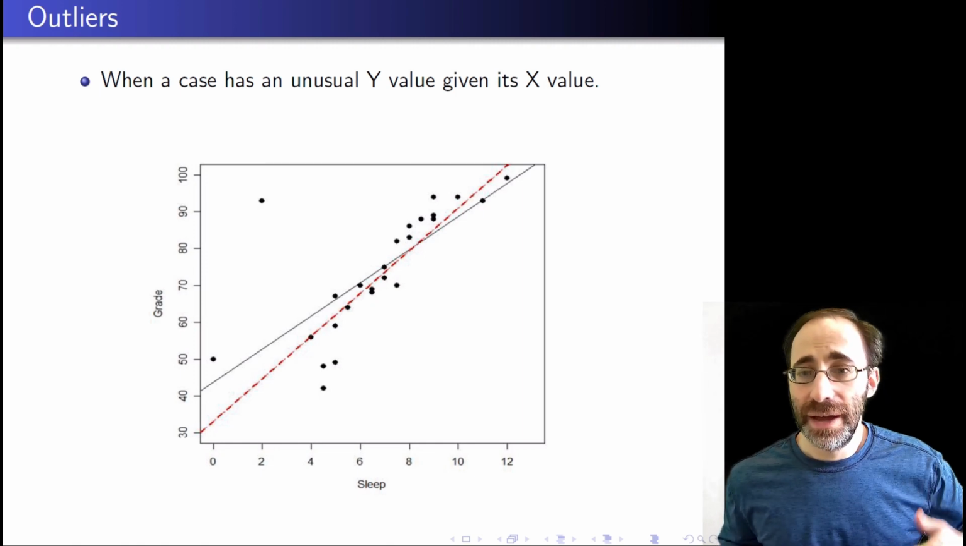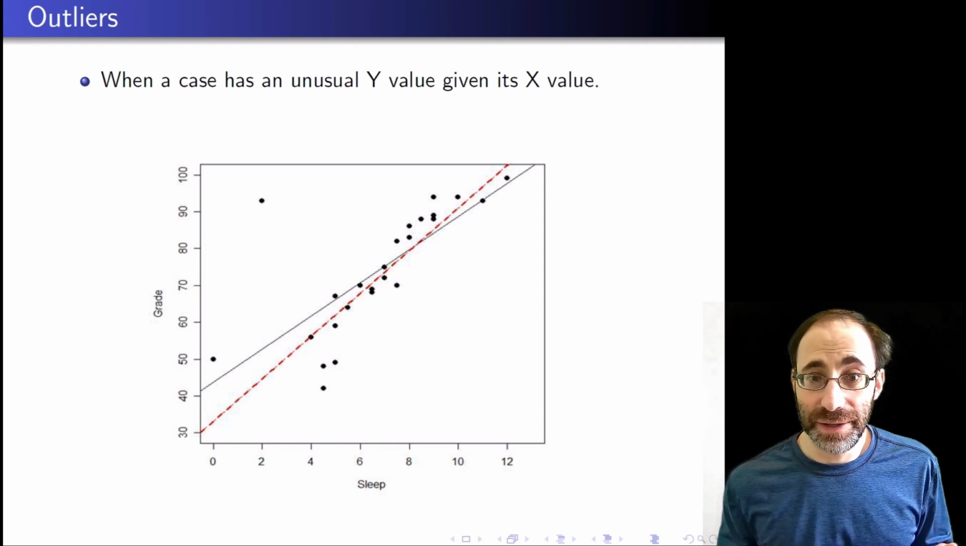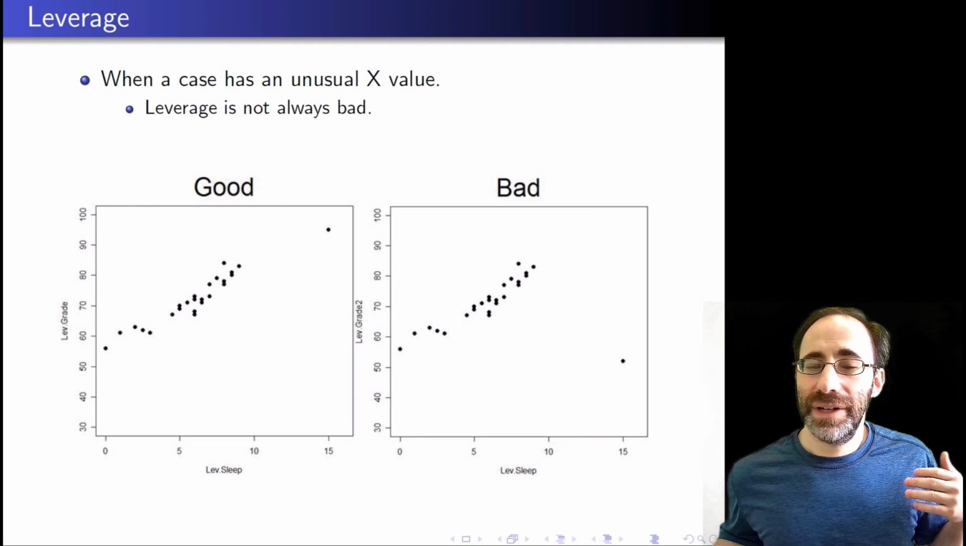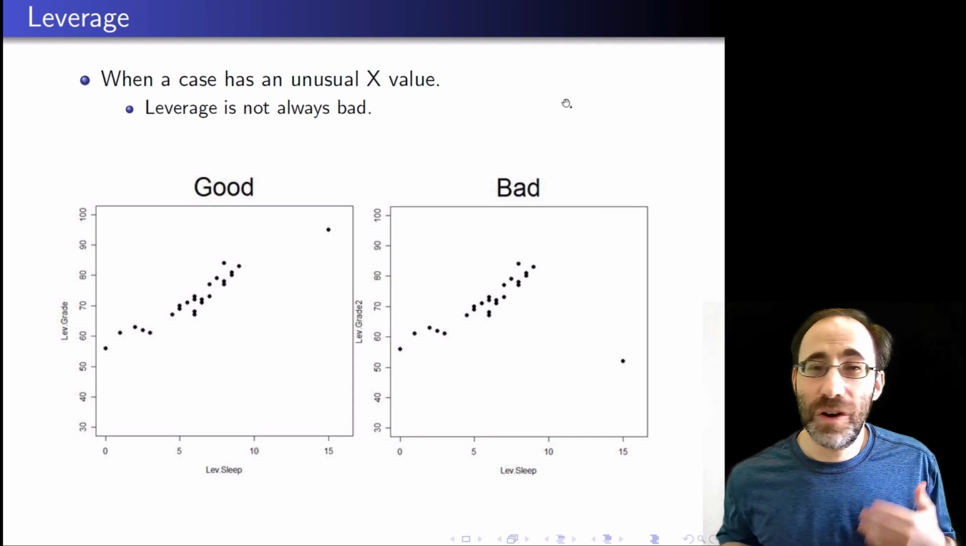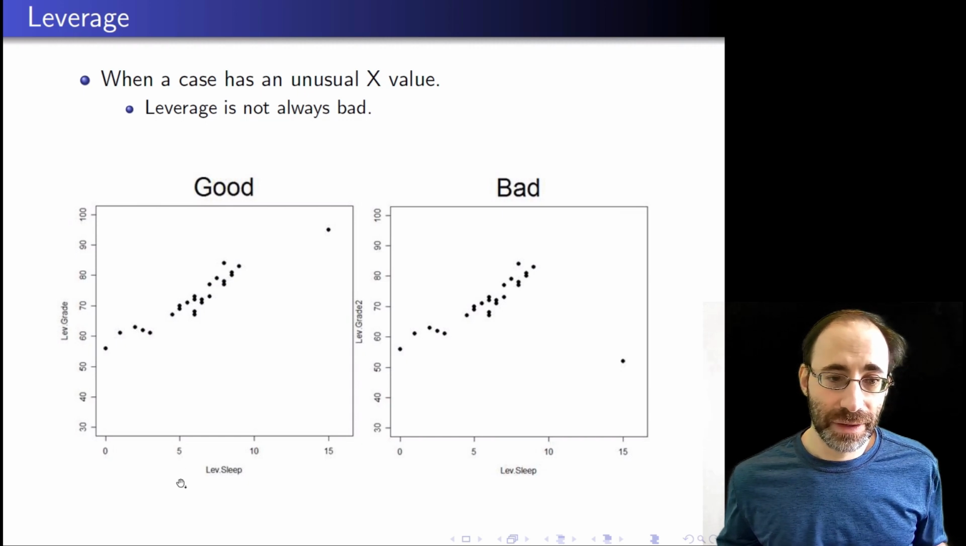Outliers can have a strong effect, but you can't necessarily pull them out of your data unless you have a good reason for it. Leverage. In the case of unusual X value, leverage is not always bad. Sometimes leverage is really good. So look at the one on the left over here.